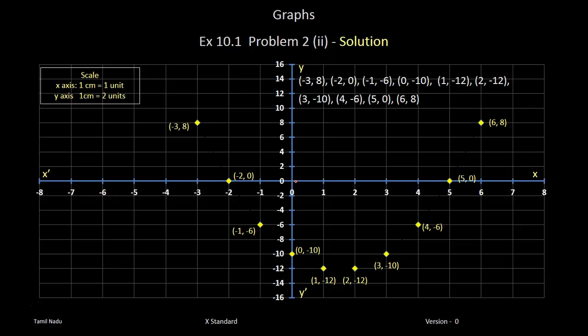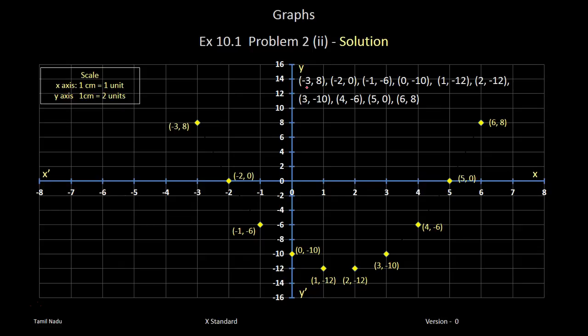But for the y-axis, we have 1 centimeter equal to 2 units. So 0, 2, 4, 6, 8 as it goes on. Similarly, on the negative side, 0, minus 2, minus 4, minus 6, minus 8, and it goes on. Now let's mark the points.